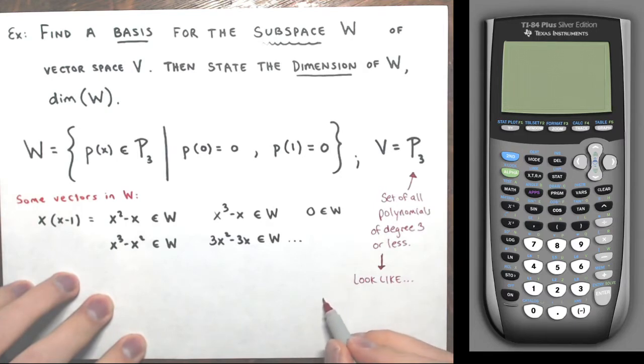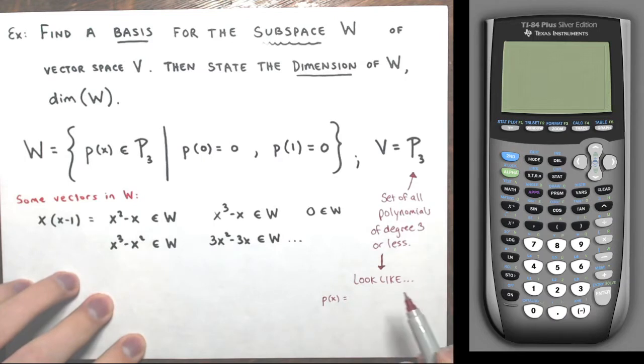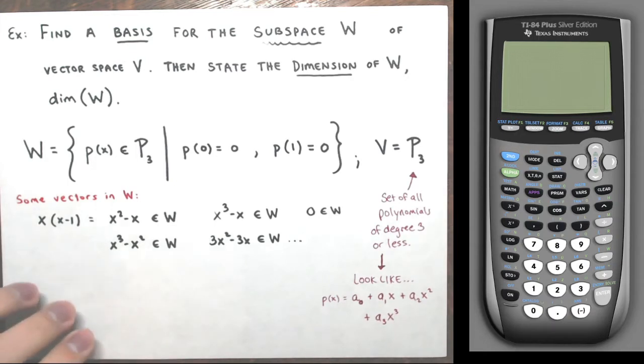I'll use P of x, just so we have a function notation here. P of x equals, and again, it's a polynomial of degree 3 or less. So you'll have some scalar a0, some constant term, plus some first degree term, say a1 times x to the first, plus some second degree term, say a2 times x squared, and then plus some third degree term, say a3 times x cubed, and that would be as high as it goes, right?